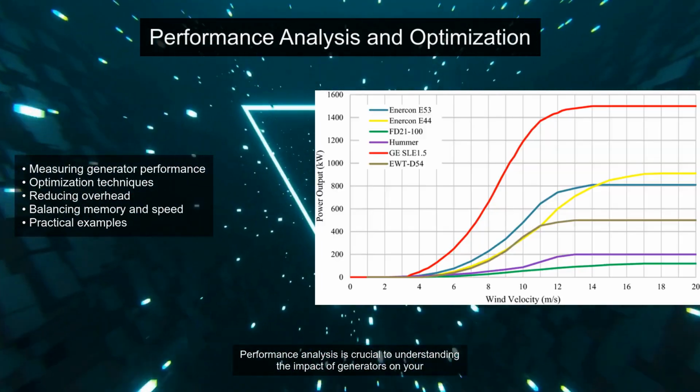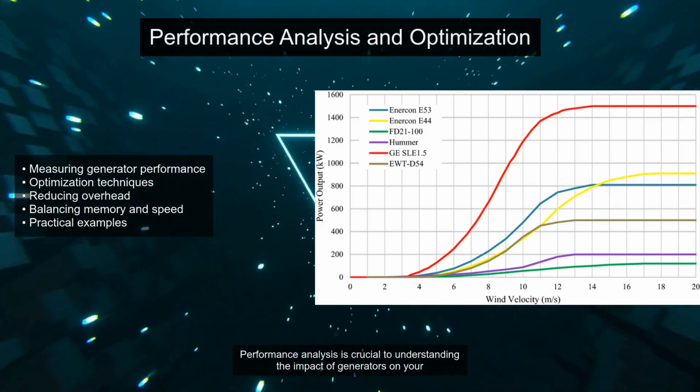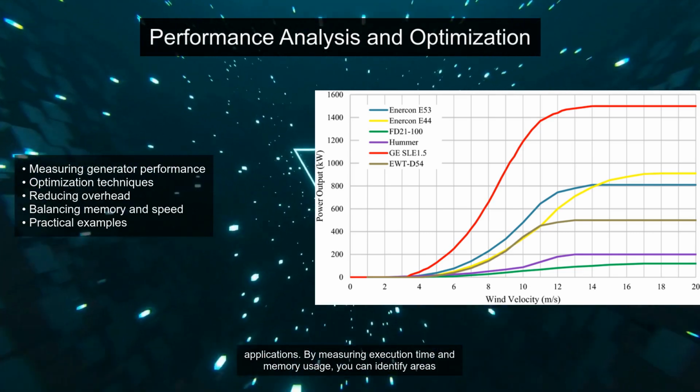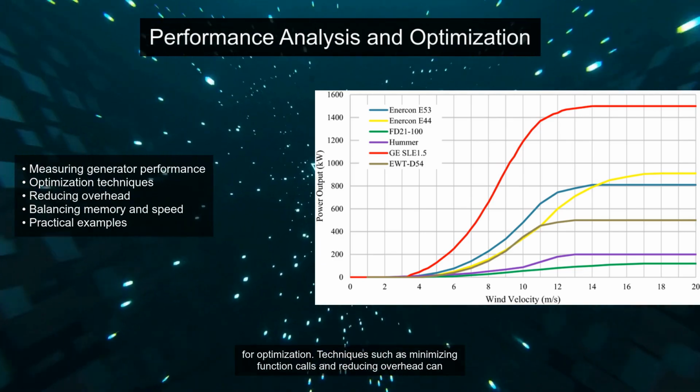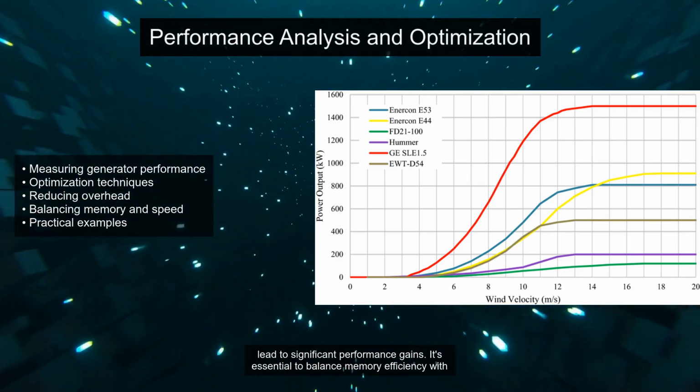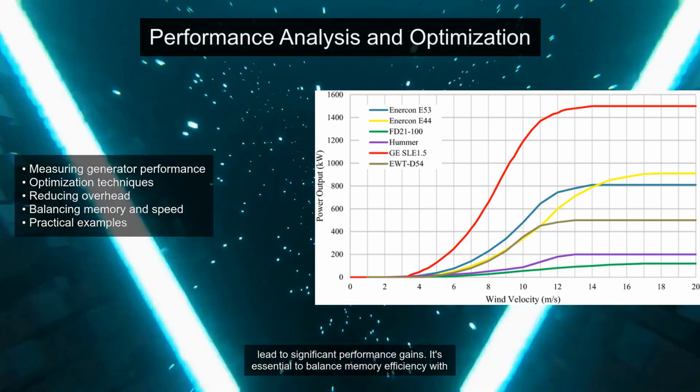Performance analysis is crucial to understanding the impact of generators on your applications. By measuring execution time and memory usage, you can identify areas for optimization. Techniques such as minimizing function calls and reducing overhead can lead to significant performance gains.